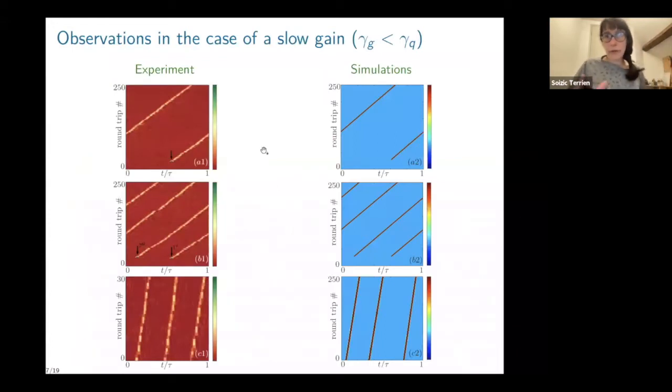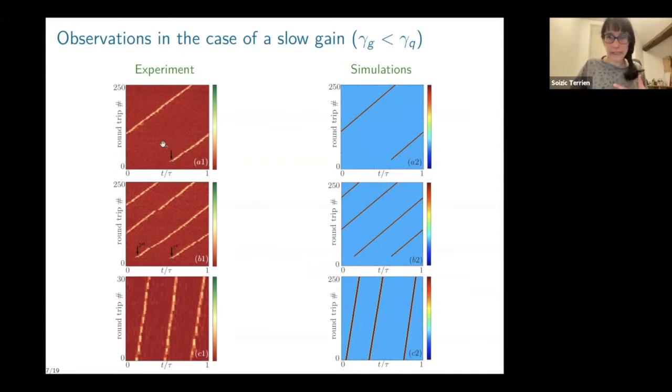So in the case of a slow gain, when gamma G is smaller than gamma Q, we can compare experimental results with simulation results. And we represent it here in a pseudo space representation. So what we do is that we take the temporal traces of the intensity, so basically time series of the output intensity of the laser, and we chop it in small segments of length 1 delay tau, and we stack these segments vertically on this representation.